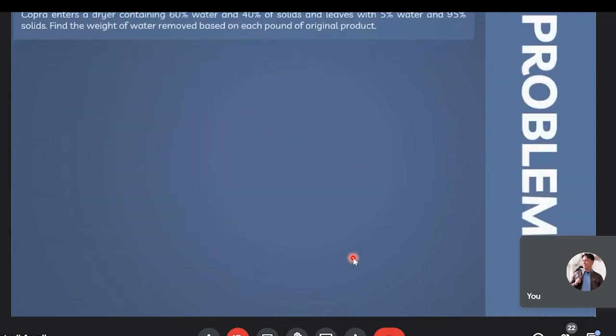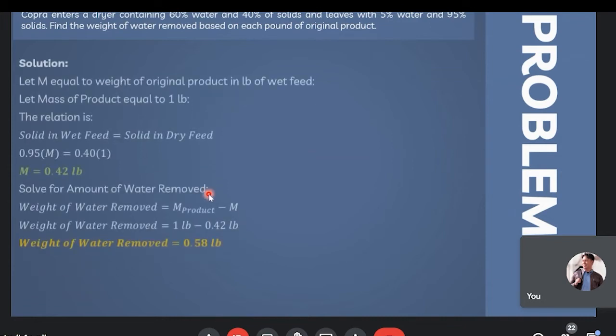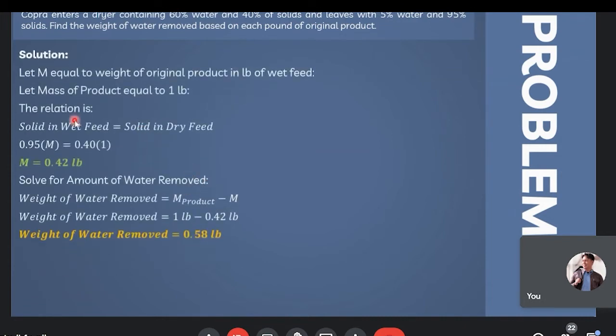So, for the last problem, we have copra enters a dryer containing 60% water and 40% of solids, and leaves with 5% water and 95% solids. Find the weight of water removed based on each pound of original product. So, simple lang naman dito. Simple lang naman yung equation natin.